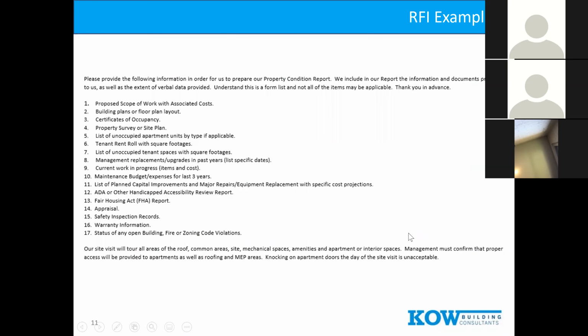We send out a request for information, which has several bits of information we're looking for to get familiar with the property. And we rely on the maintenance and management people. If you have a maintenance person who's been there 15, 18, 20 years, which happens a lot, they're our best friend that day. Could they lie to us and hide things? Yeah, they could. But all we can do is try to get the best information we can to put our report together.